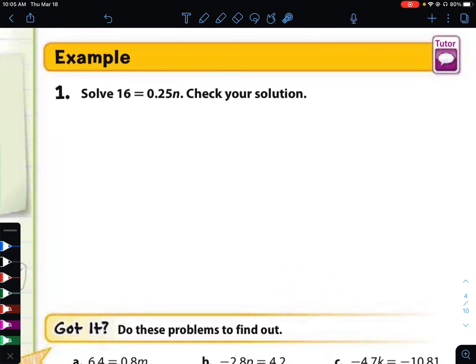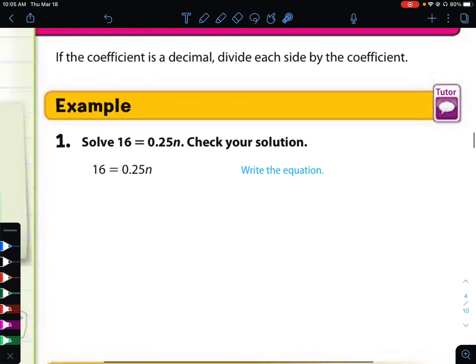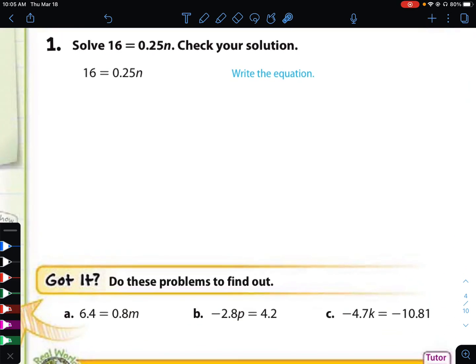We want to solve 16 equals 0.25n. We have 0.25 as our coefficient. So the first thing we need to do is copy the problem down. Then it says here, divide each side by the coefficient if the coefficient is a decimal. So using the division property of equality, we divide both sides by 0.25. We know that 0.25 cancels out and we're left with n equal to 64. If we get 16 divided by 0.25, that should equal 64.